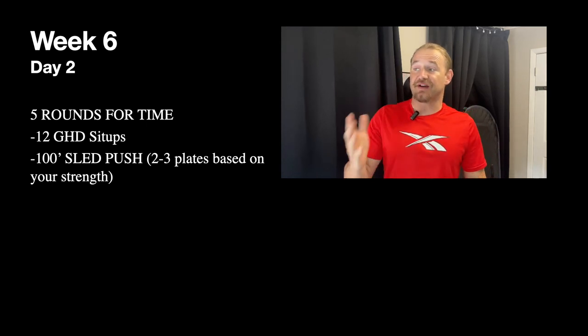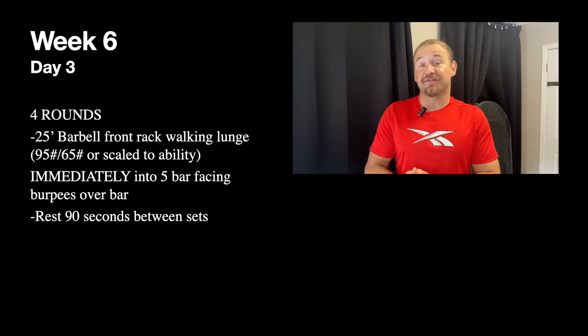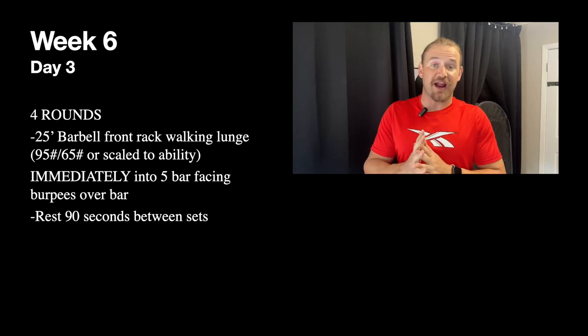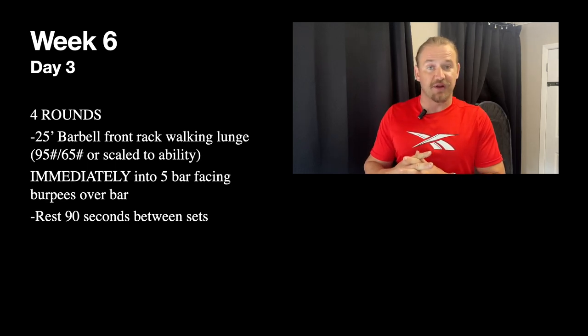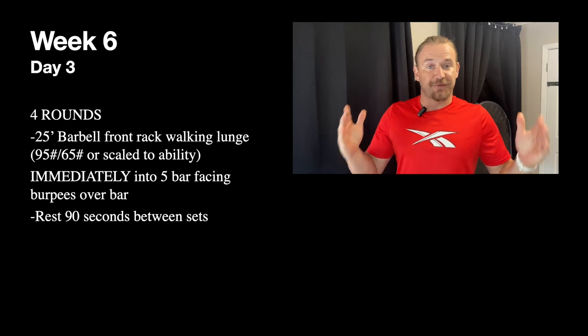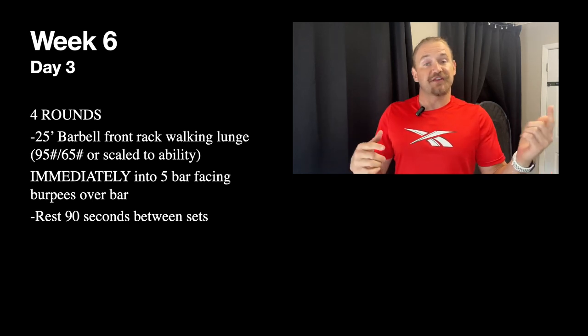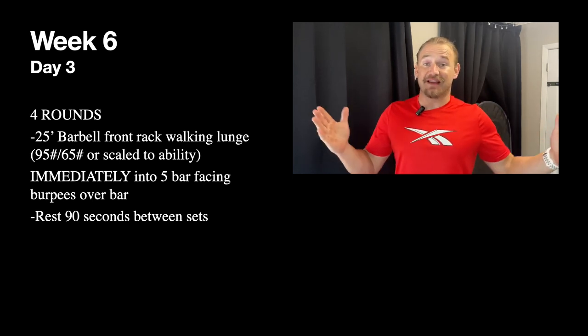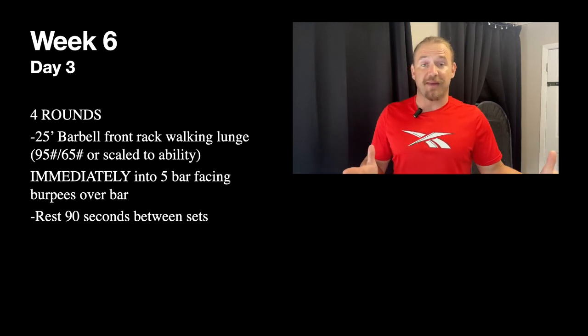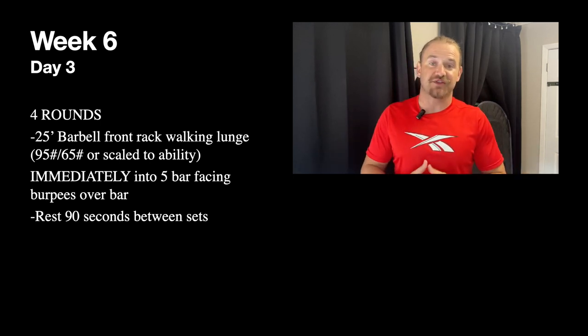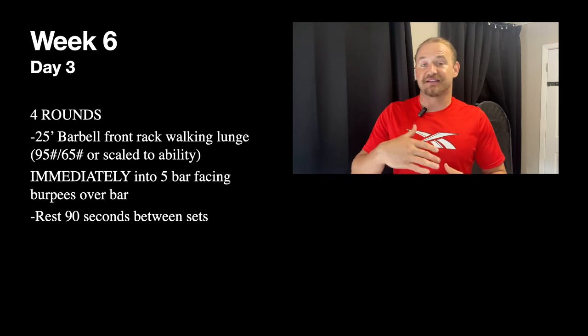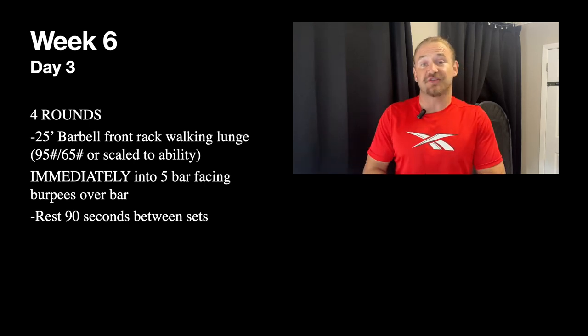Getting into day 3, we've got 4 rounds of a 25-foot barbell front rack walking lunge. It sounds like a mouthful, but essentially you want to look at 4 mat lengths with the turnaround. 4 mat lengths of the long of the mat should be 24 feet if you start just slightly behind the line, and then slightly on the other side of the line, that should be close enough.